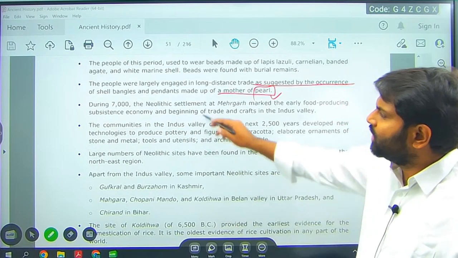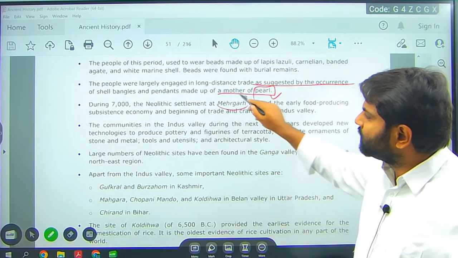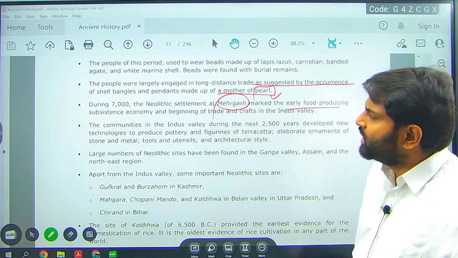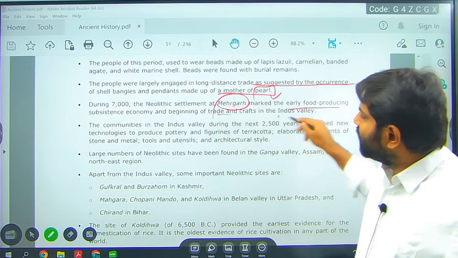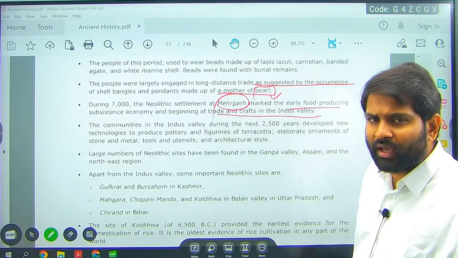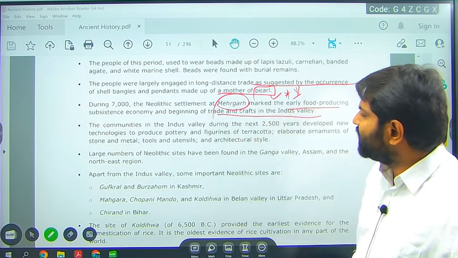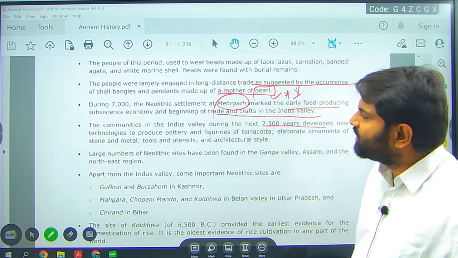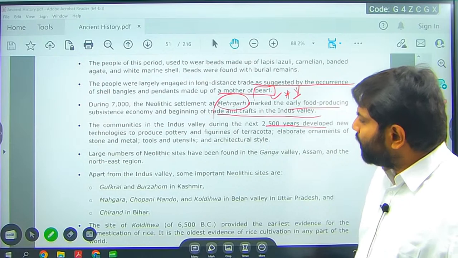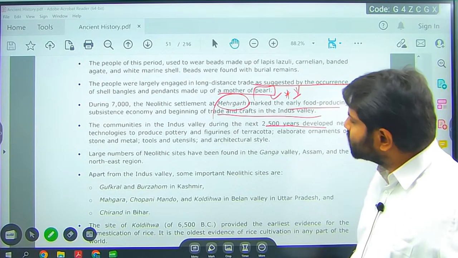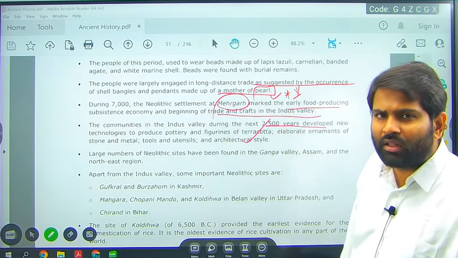During 7000 BC, the Neolithic settlement in Mehrgarh, marked by early food producing, subsistence economy, and the beginning of trade and crafts in the Indus Valley. Mehrgarh is one of the important sites. Communities in the Indus Valley during the next 2500 years developed new technologies to produce pottery, terracotta figurines, elaborate ornaments, stone, metal, tools, utensils, architectural style. All this is in evolution.